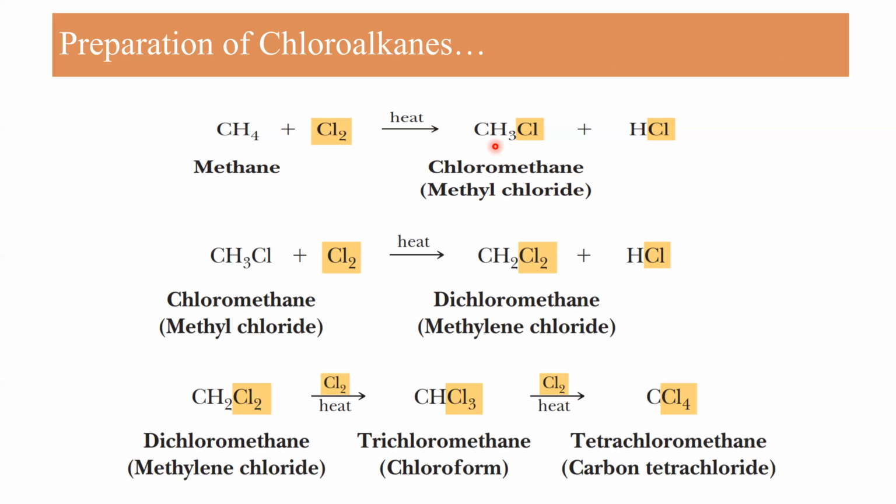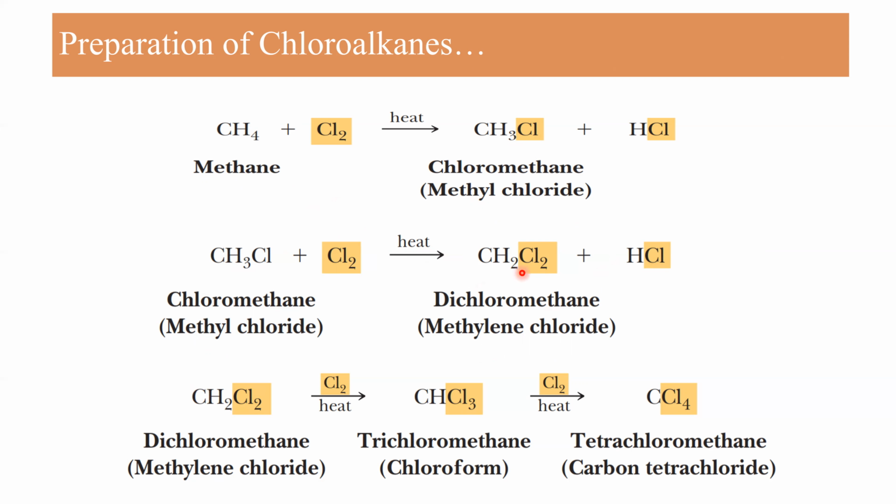So here we can see, if we continue with the reaction, now this is our starting material, which has been substituted with one of the Cl. So this methyl chloride or chloromethane, again, is reacting with the Cl2 in the presence of heat. So there is a CH2Cl2, and that is called dichloromethane. And its common name is methylene chloride, plus HCl.